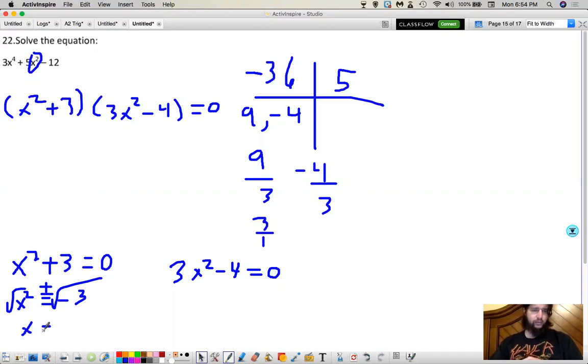So x equals plus or minus. What's the square root of negative 3? Well, that's the square root of 3 i. Make sure your i is not underneath the radical.